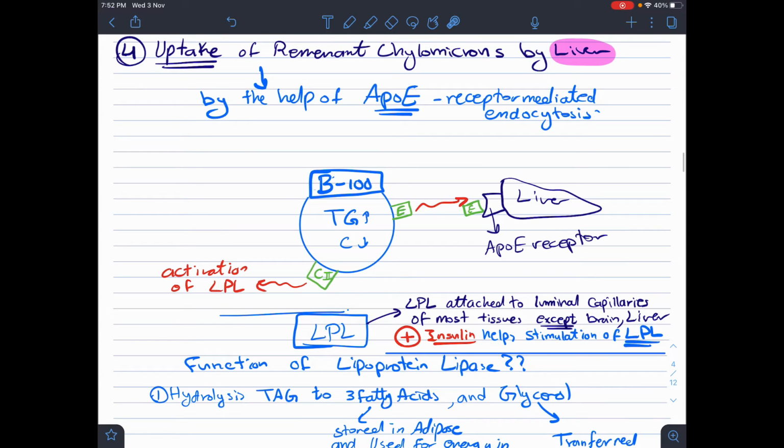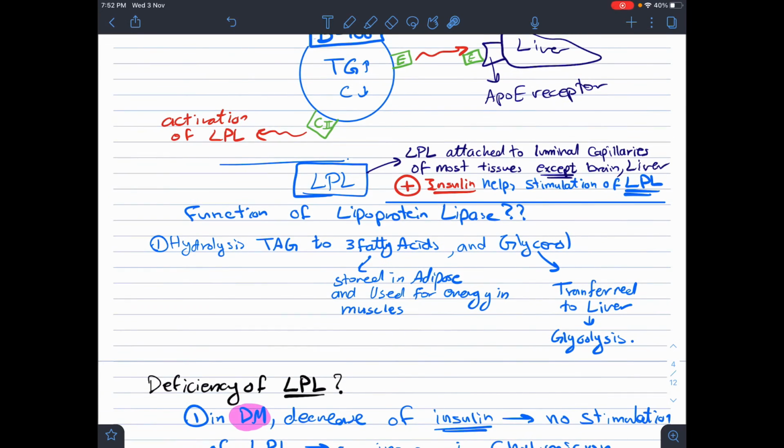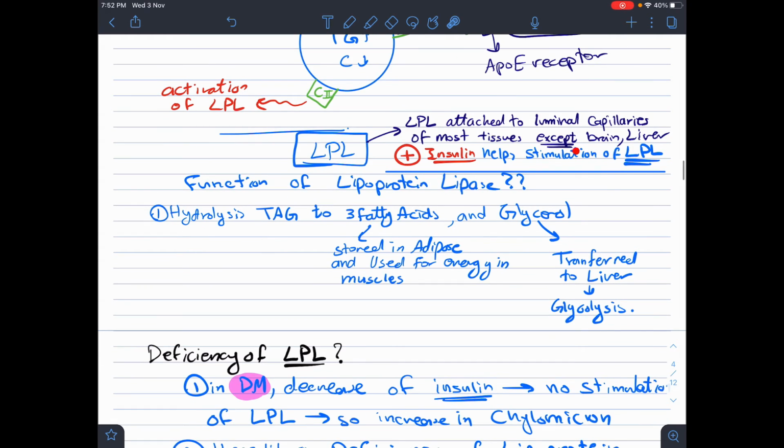I want to talk a little bit about the lipoprotein lipase C. It's very important. So this enzyme, it's activated by ApoC2, as we said. This enzyme is actually attached on the luminal capillaries of most tissues. It is there in most tissues except for the brain and the liver. So the brain and the liver are the places where we don't have the lipoprotein lipase C. And it is activated by the ApoC2.